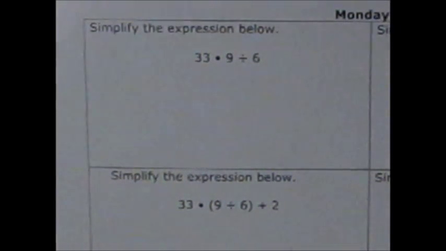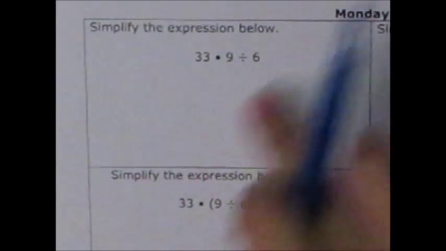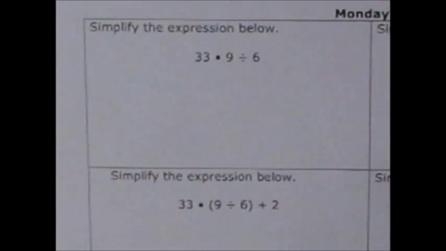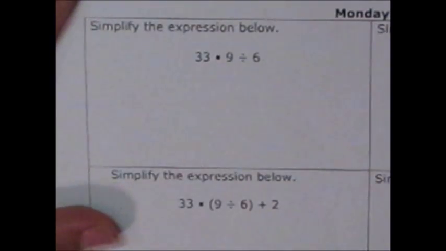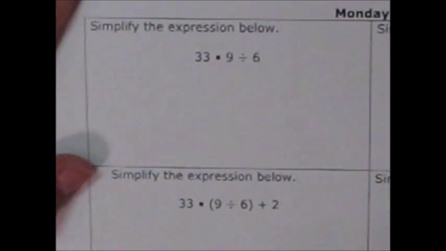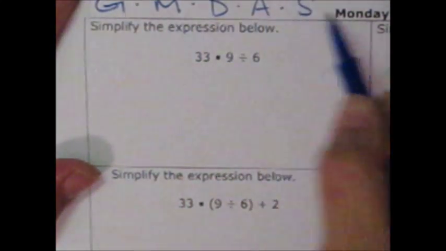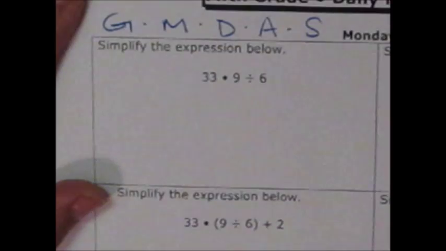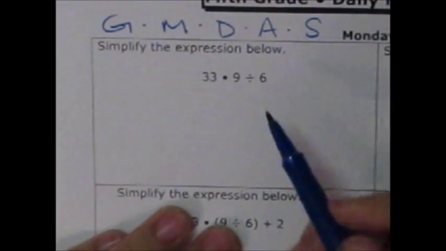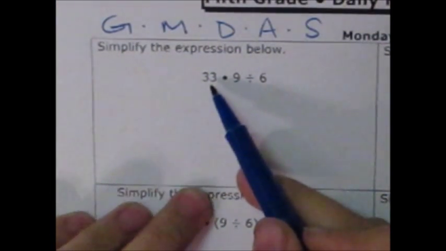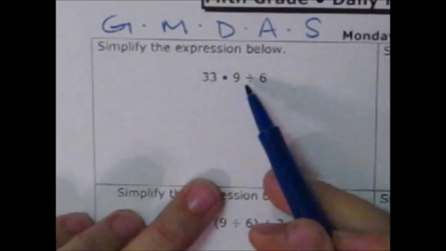So simplify the expression below. If you did a quick preview of tonight's problems, you will see that we need to use our order of operations. Groovy math dudes always shine. Or divas. Okay, so simplify this expression: 33 times 9 divided by 6.